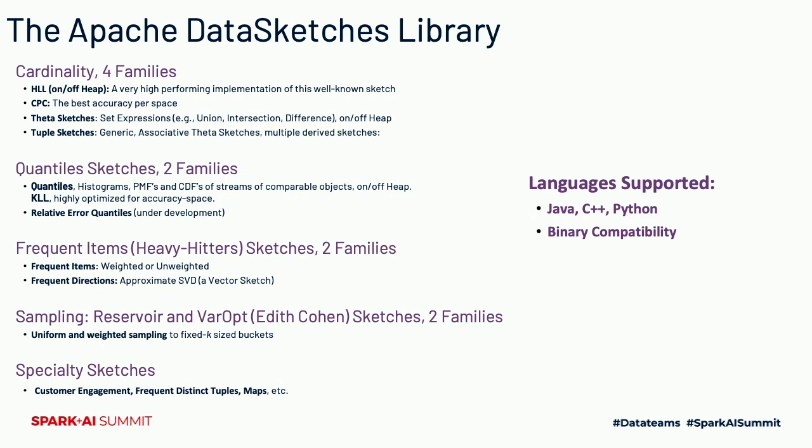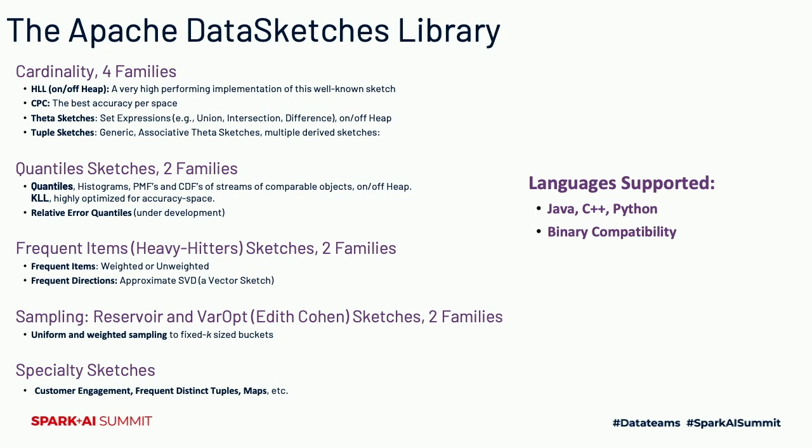that actually beats the accuracy per space performance of the HyperLogLog sketch. We have theta sketches that allow set expressions, union, intersection, difference, and they also operate on and off heap. And tuple sketches, which are associative sketches, where the tuple sketch produces a small data table as its result and allows you to do more extensive analysis. We have 3 flavors of quantile sketches, 2 that are in the library now and 1 under development, for doing quantile and histograms, PMF, CDF kinds of queries on your data.